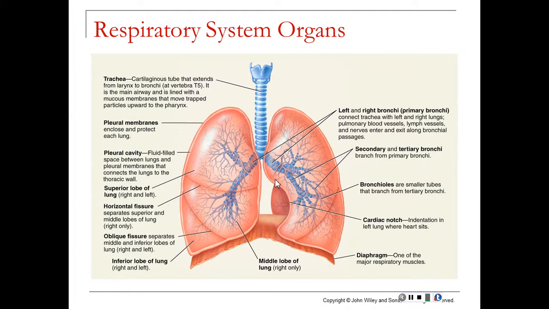The various lobes of the lungs are divided by what are called fissures. There's a horizontal fissure on your right lung, and then both your right and left lung have what's called an oblique fissure. Note the difference in the lobes, though. The oblique fissure on your left lung, I should say, is dividing the superior from inferior. On your right lung, it's dividing your middle from inferior.